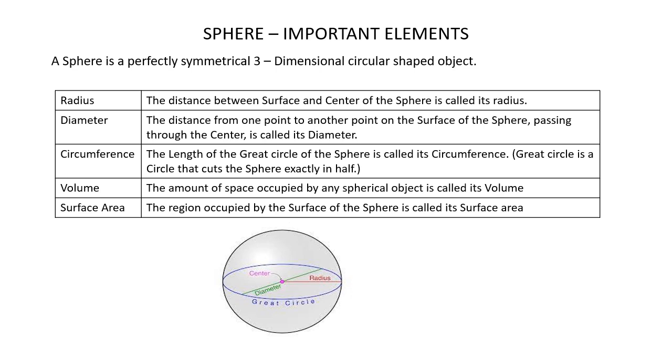Volume. The amount of space occupied by any spherical object is called its volume. Surface area. The region occupied by the surface of the sphere is called its surface area.